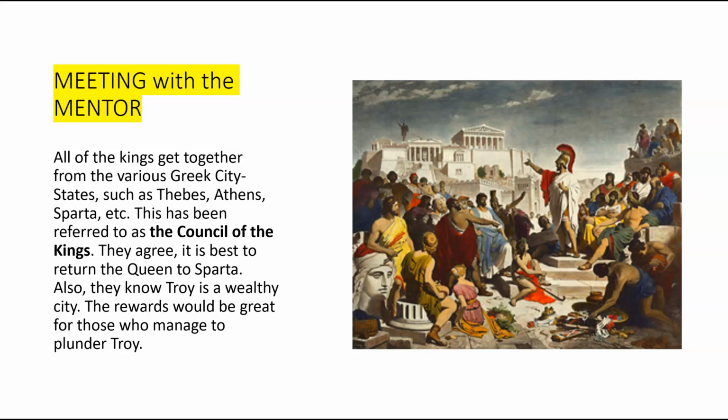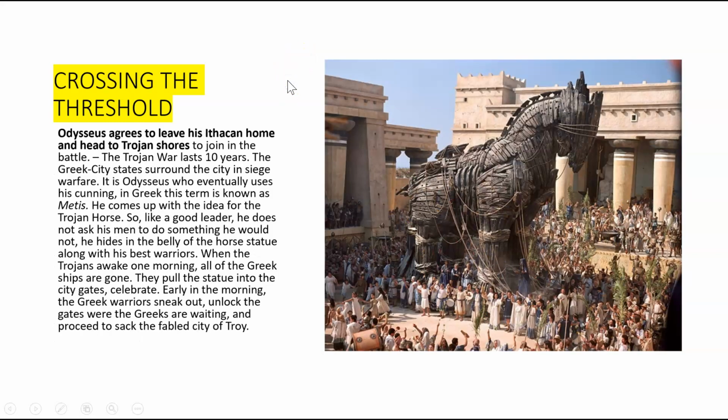They say, yeah, it'd be nice to return Helen, and that's just going to be our excuse, but Troy's a very wealthy city, and they know the reward would be fantastic for them if they were able to plunder Troy. So they kind of use Helen as an excuse. The Greek kings of the city-states get together, and they twist Odysseus' arm, saying, yeah, it'll be good for Ithaca. Crossing the threshold. Odysseus leaves his home and heads to Troy. He's gone there for 10 years, as with all the other Greek city-states and all their warriors.